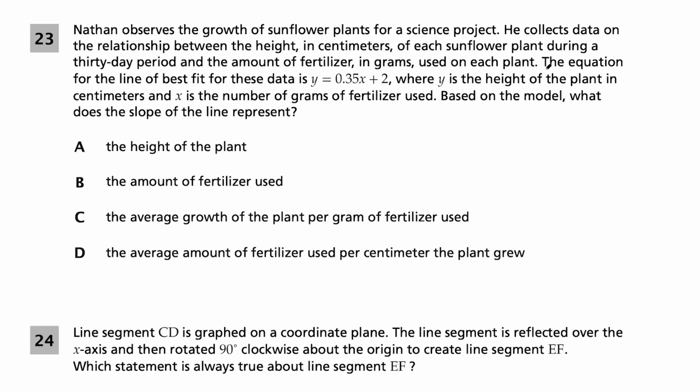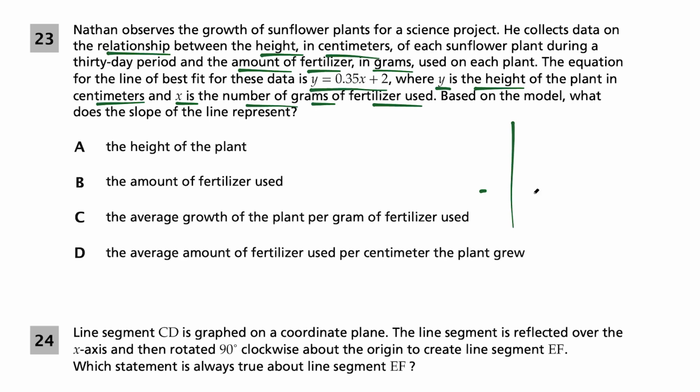So question 23, we have a whole lot going on here. We have Nathan observing sunflower plants, and he's collecting data on the relationship between the height in centimeters of each sunflower during a 30-day period and the amount of fertilizer in grams used on each plant. The equation for the line of best fit for this data is here. So there's our equation of a line. And this is very important here: y is the height of each plant in centimeters, and x is the number of grams of fertilizer used.